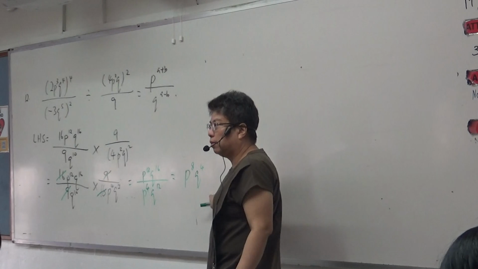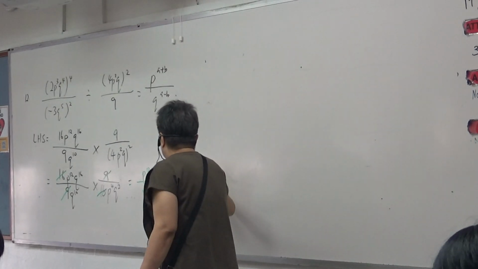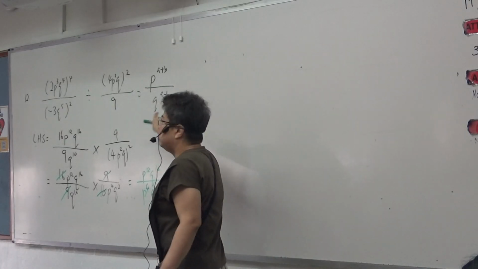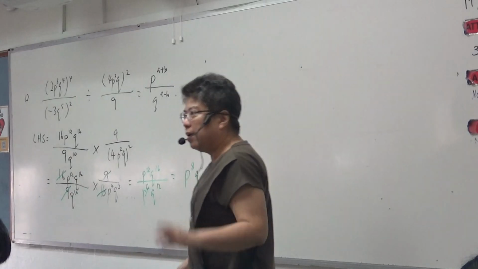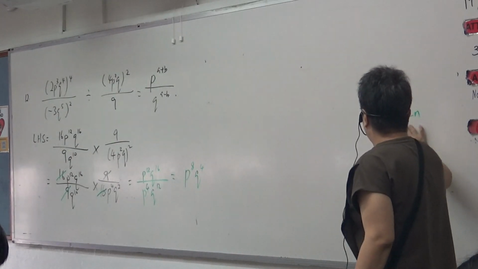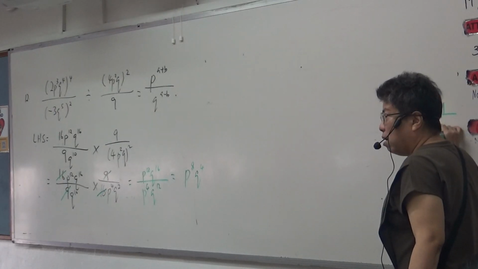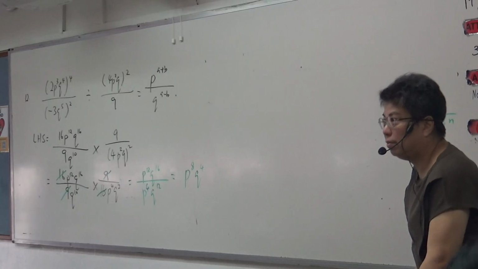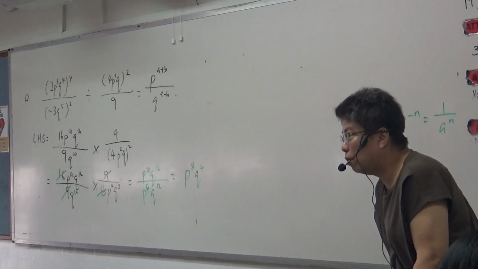Can or cannot? Can. Okay. Now, I cannot put it in this form. Can you see what I'm talking about? Correct. Then remember we have this. What is a to the power of negative n? 1 over a to the n, right? Correct now? Yes or no?